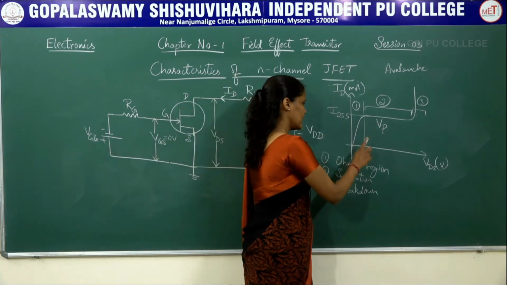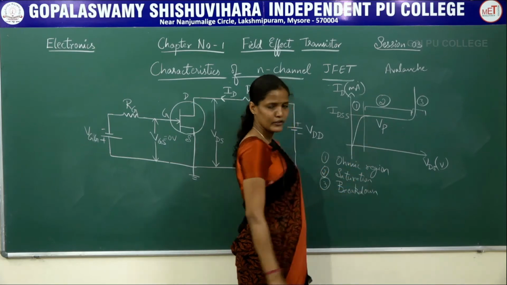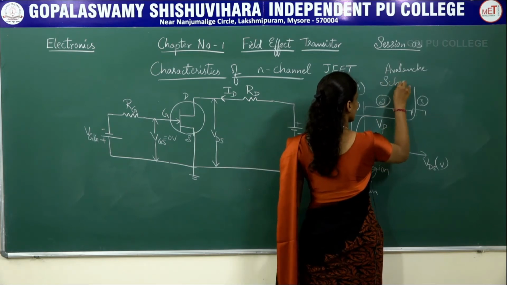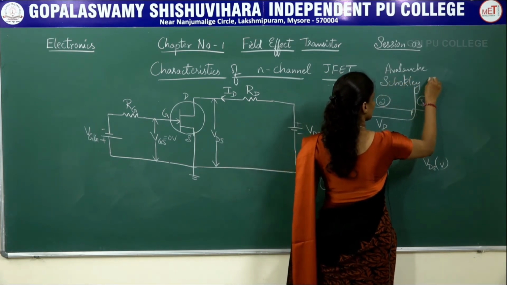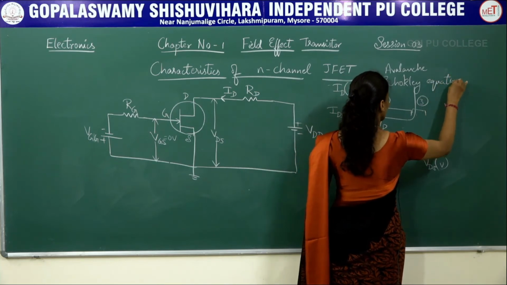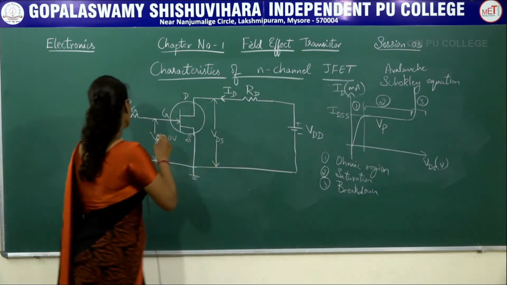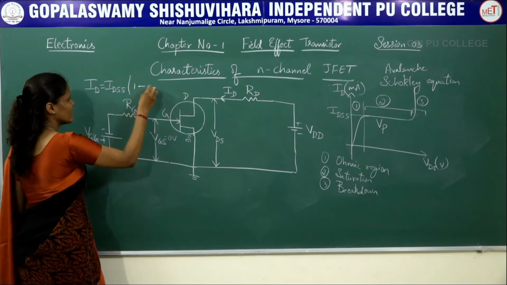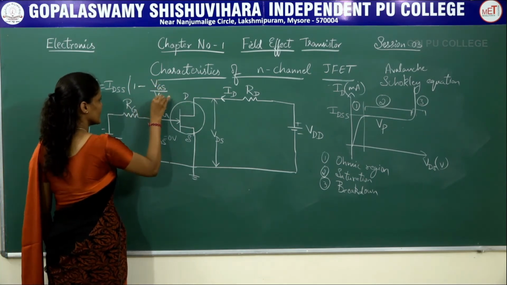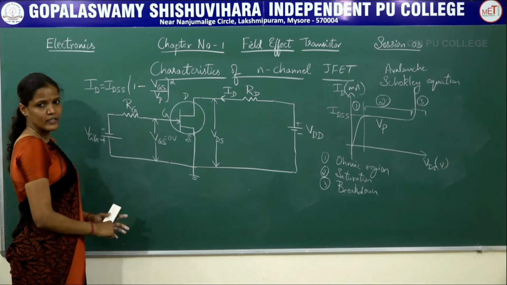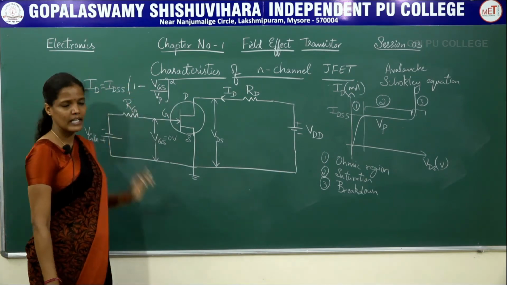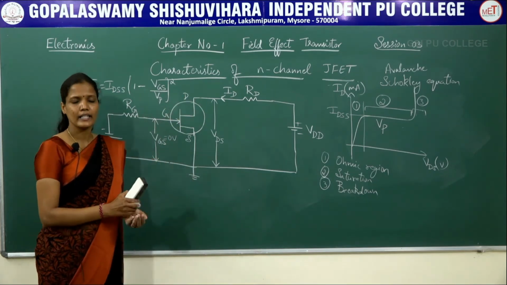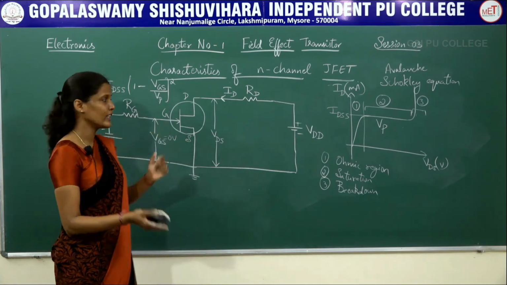And this drain characteristics can be understood easily with the equation called Shockley's equation, which will be given by, let me write here, ID equals IDSS of 1 minus VGS by VP whole square. So this is the relationship between the drain current and the gate to source voltage, which is called Shockley's equation. This is all about the drain characteristics of n channel JFET.